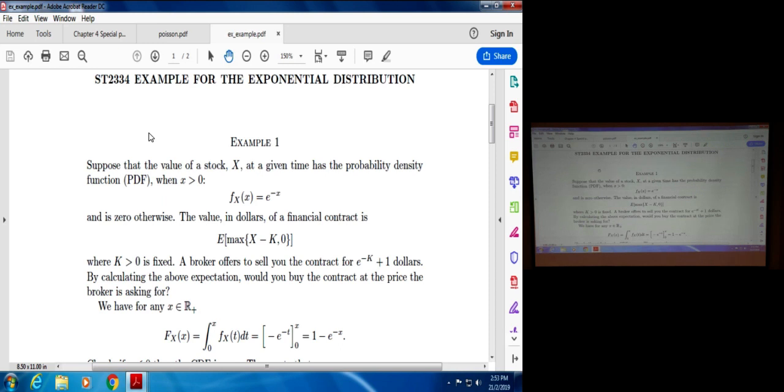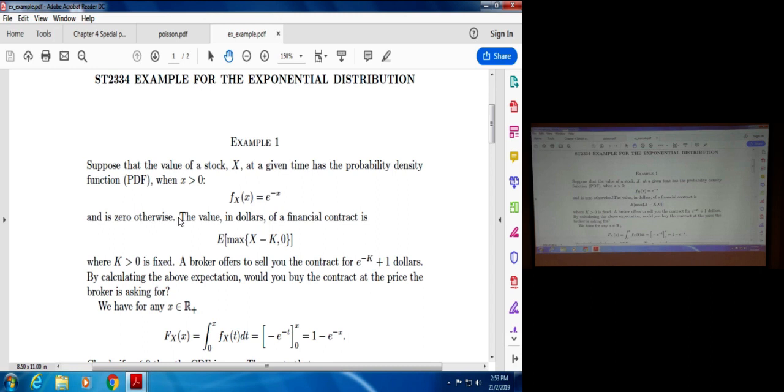So this again is, as I said, on this alumnus system. You can read this by yourself afterwards if you want. Let me go through it. So we have an example, and it says that the value of a stock, X, at a given time, has a probability density function when X is strictly positive. So this is an exponential PDF, and in this case, the parameter alpha is 1, and it's 0 otherwise. Okay, so this is our favorite PDF.